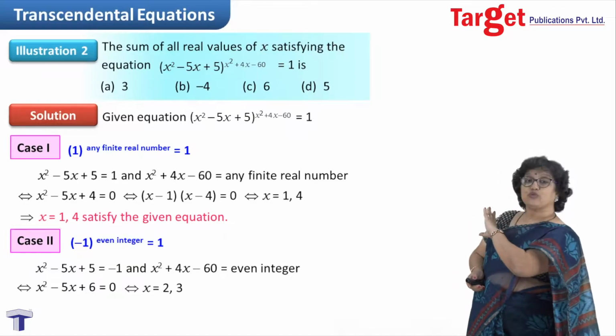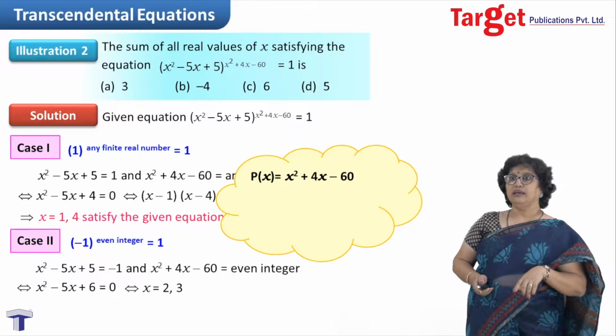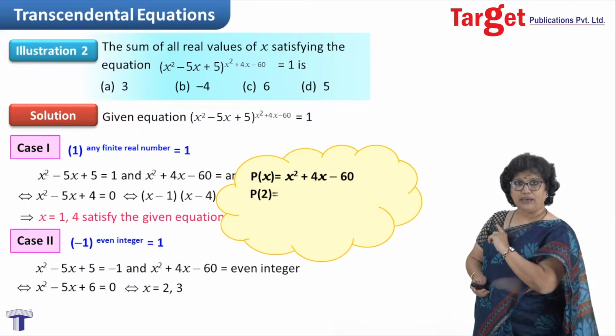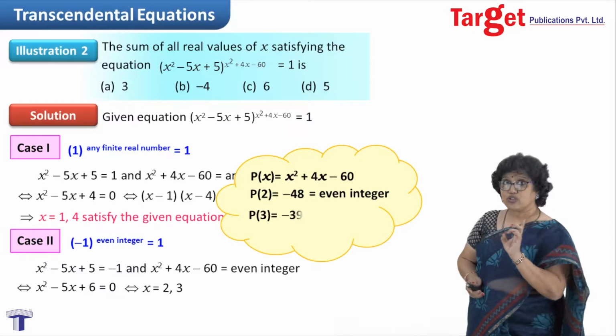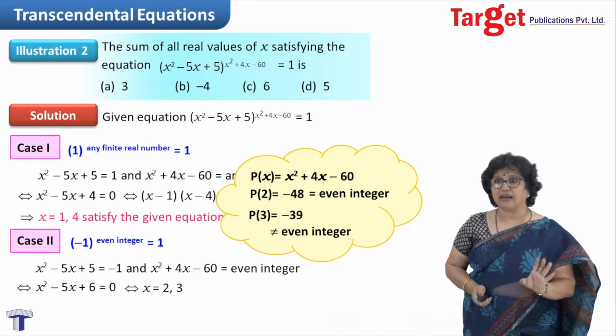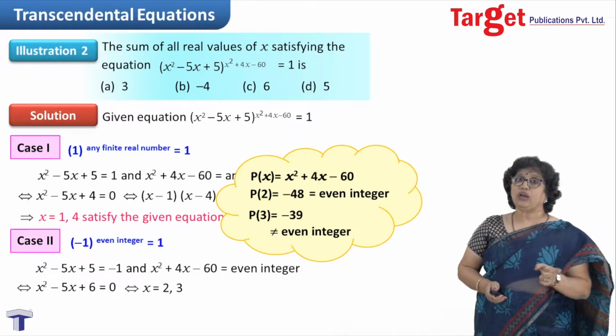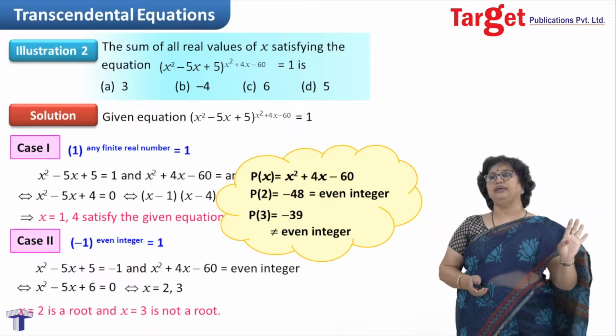I call x square plus 4x minus 60 as, say, p(x). Now I go for p(2) and p(3). I find p(2) is minus 48, which is an even integer. p(3) is minus 39, which is not an even integer. Means 3 will not be taken. It would be discarded, and x equal to 2 only is of our choice. So x equal to 2 is a root. x equal to 3 is not a root.